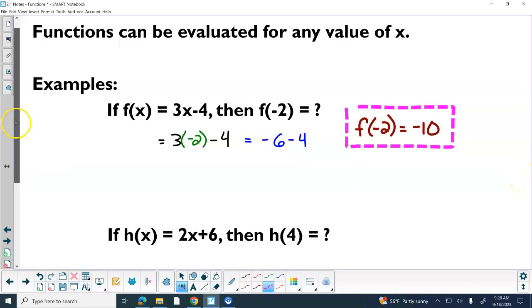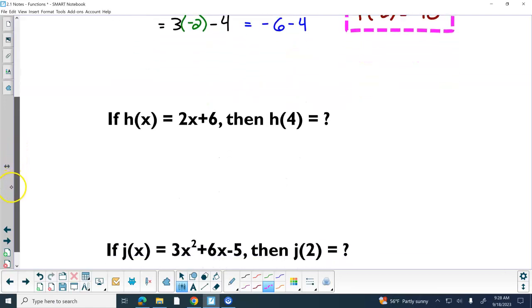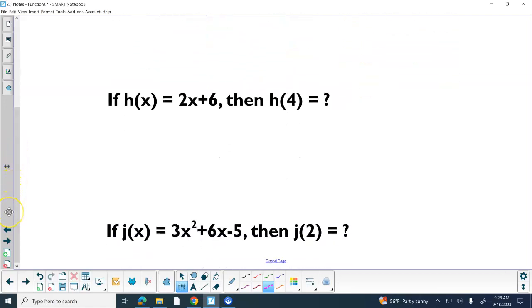You find me h of 4 and j of positive 2, please. H of 4, j of 2. So this is going to be 2 times 4, which is 8, then plus 6. So I get here that h of 4 is 14. Agree with 14? Yeah. Okay.